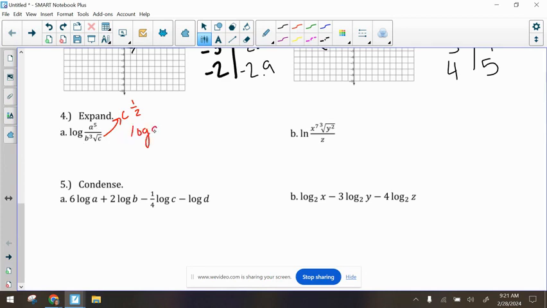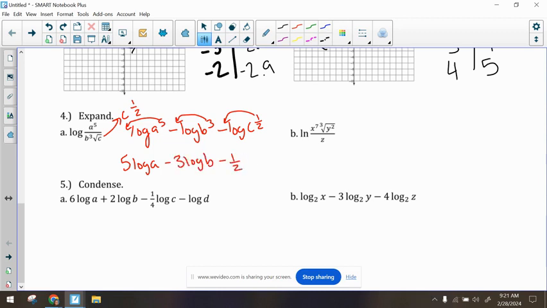So log a to the 5th minus log b cubed minus log c to the 1/2. Noting that because b and c were in the denominator, they need negative signs. I finish this by throwing my exponents to the front of the log in which they came from. So my final answer is 5 log of a minus 3 log of b minus 1/2 log of c.